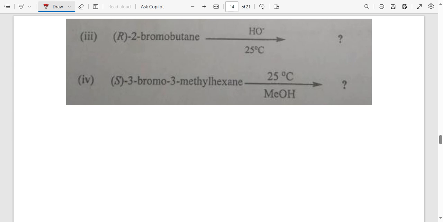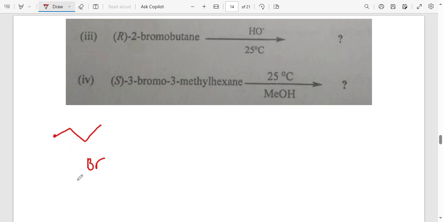Okay, we also have these guys here. We have got R-2-bromobutane with hydroxide at 25 degrees Celsius. I love this one. Bromobutane, butane, four carbons, one, two, three, four. At position number two, we have got a bromine. Okay, and then now this is supposed to be R, meaning that we need to consider configuration.